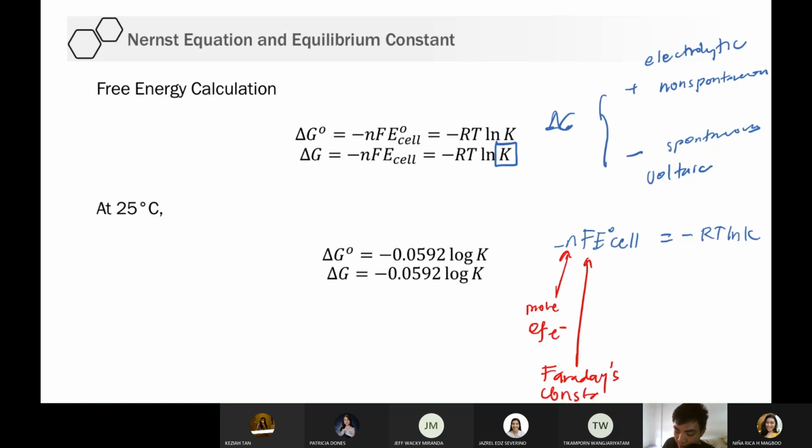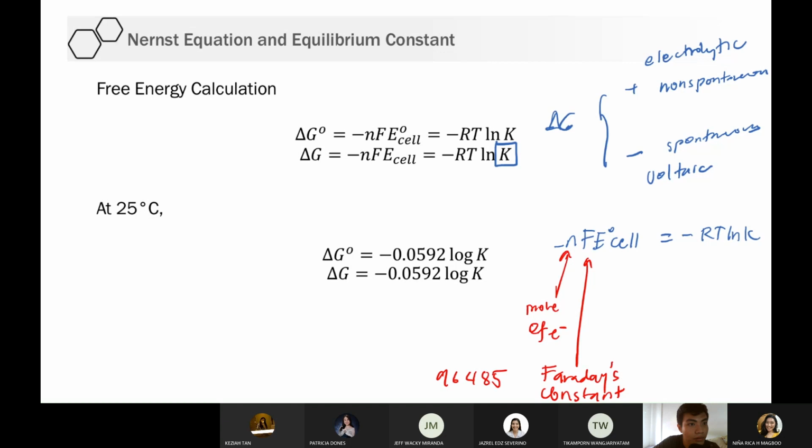This has a value of 96,480, I think. Let me verify if my value is correct. Faraday's constant, okay, so 96,480. Actually, 96,485. Okay, so 96,485, that's the Faraday's constant.